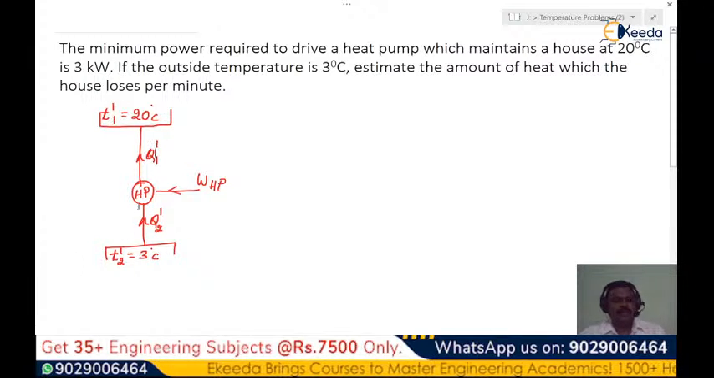The purpose of heat pump is to maintain the room temperature higher than the atmosphere temperature. For that we should supply heat to the room that must be equal to the heat that is lost from the room during that process. So here Q1 dash will be equal to the heat that is lost from the room to have the temperature at 20 degrees Celsius. So if we find out Q1 dash, that is the same as the amount of heat that house loses per minute.